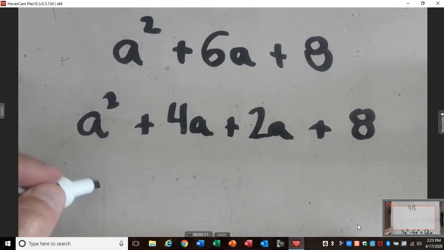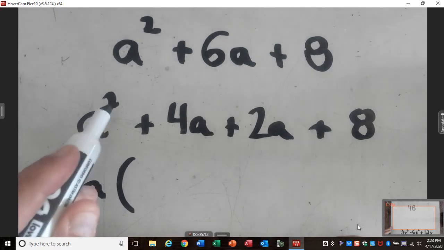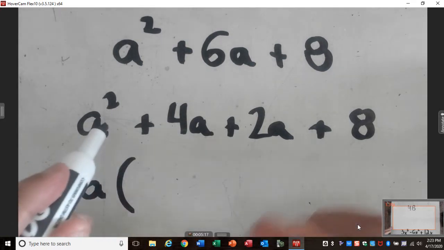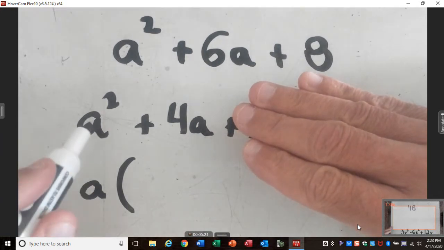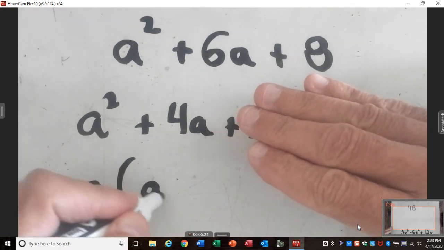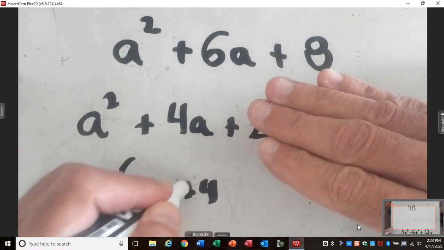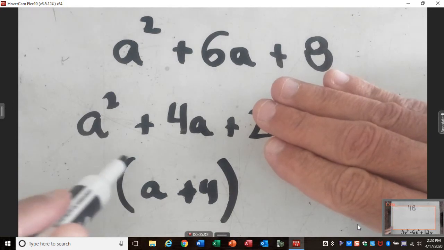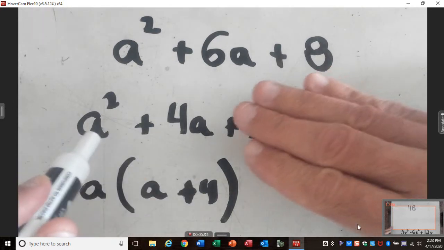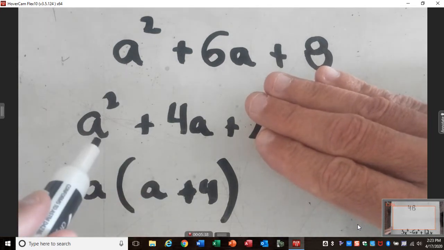So we're going to take an A, open your parentheses, and we're going to divide everything by A, just these first two terms. Don't worry about these two terms right now, just these first two. So A goes into A squared A times, and A goes into 4A 4 times. So A plus 4. Close your parentheses. See what you do if you distribute, you get A squared plus 4A. So see, it works. Only worry about the first two terms here. A squared plus 4A will give you this.